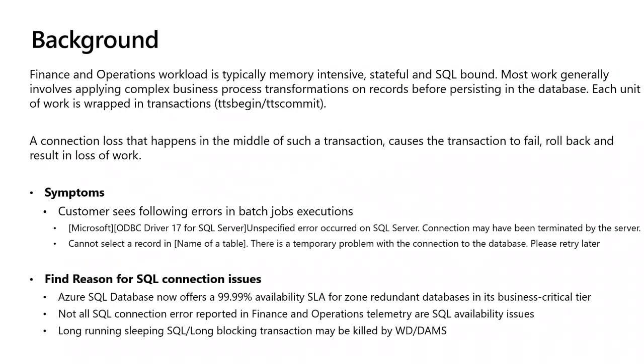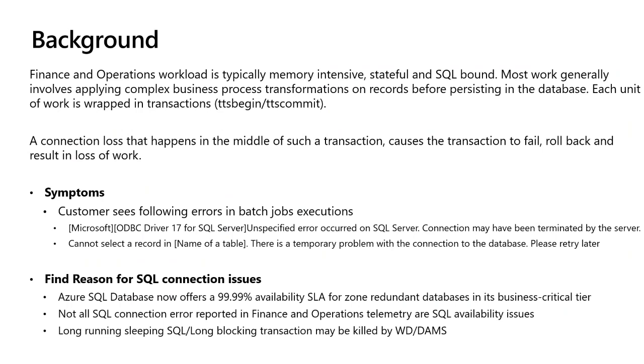The one thing that comes in right here is that Azure SQL database is offering us 99.99% availability for a zone redundant database in the business critical tier. All customer production environments are zone redundant and in the business critical tier. So we are covered until 99.99% in terms of SQL availability.